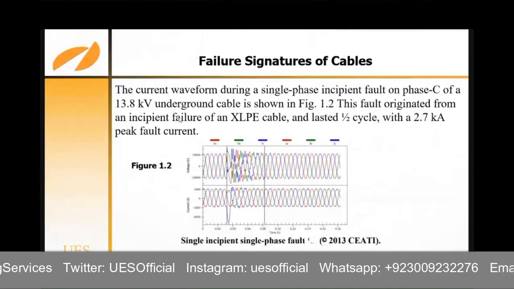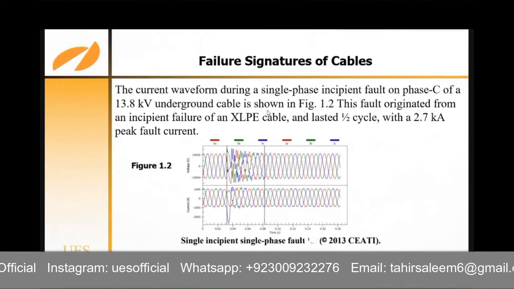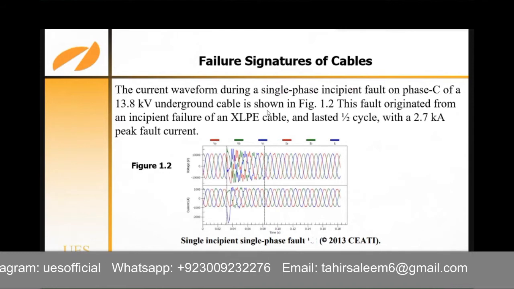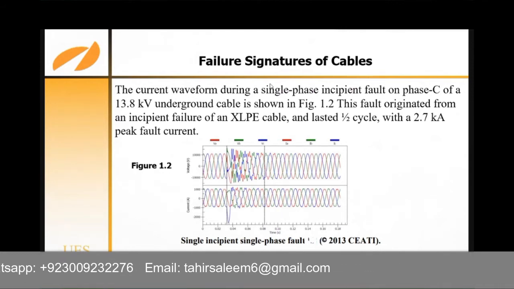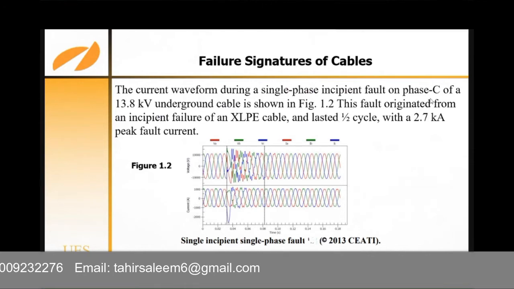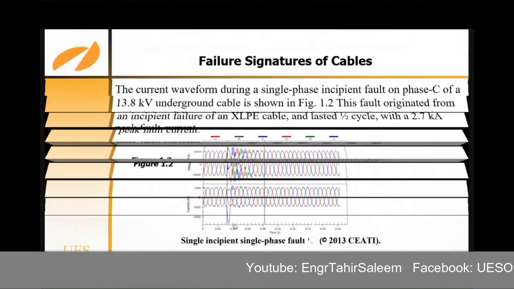Okay, now the current waveform during a single phase incipient fault. Here is an example taken of phase C of a 13.8 kV underground cable. You can see the fault has originated from an incipient failure of an XLPE cable, and it has lasted a half cycle with a 2.7 kiloampere fault current. So this is a single incipient single phase fault. Single incipient means it has occurred a single time and on a single phase.